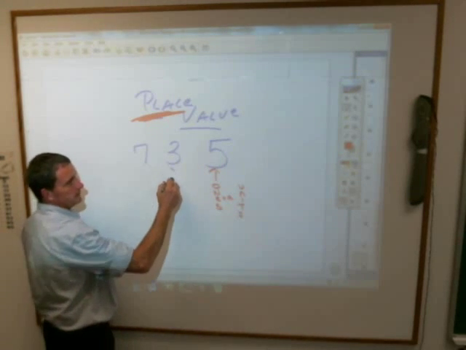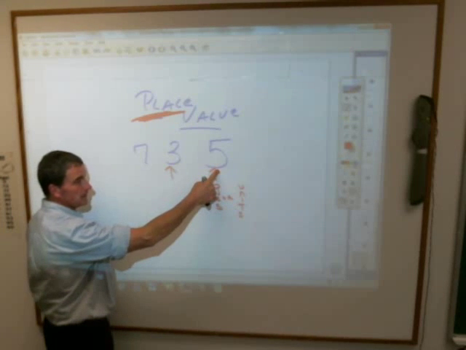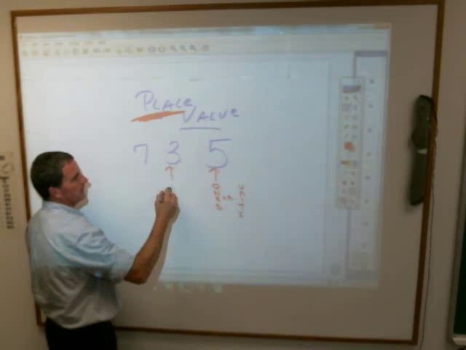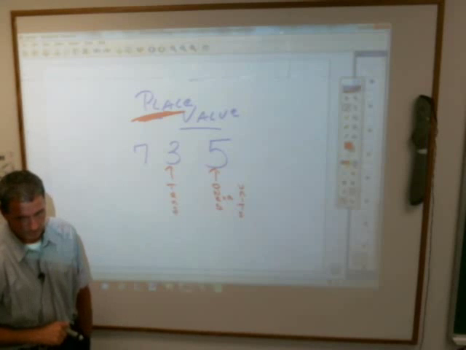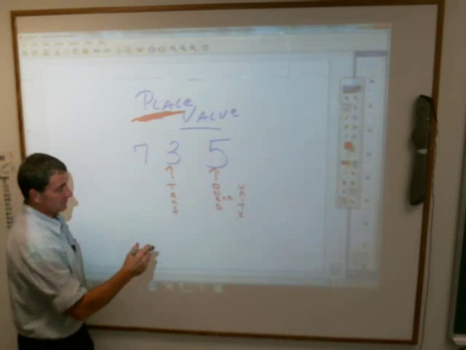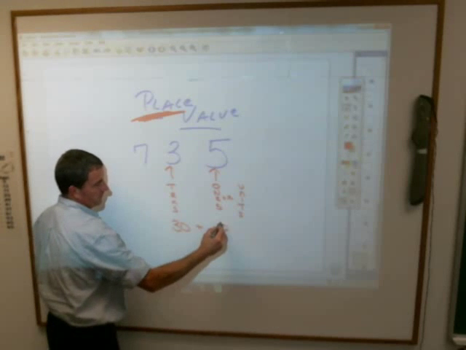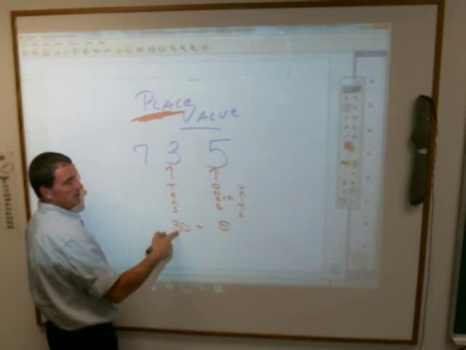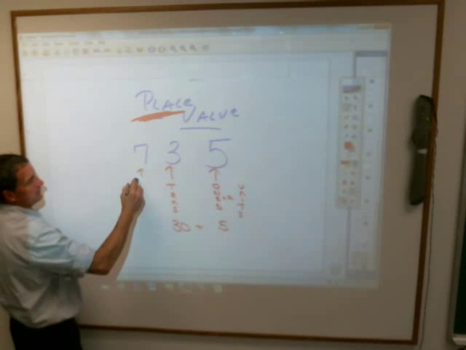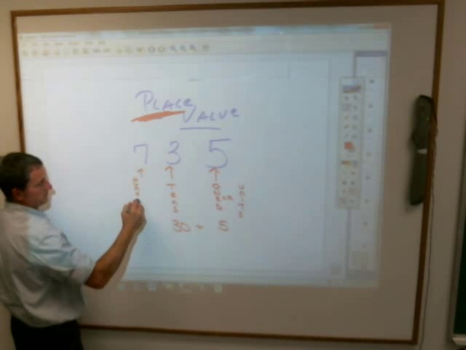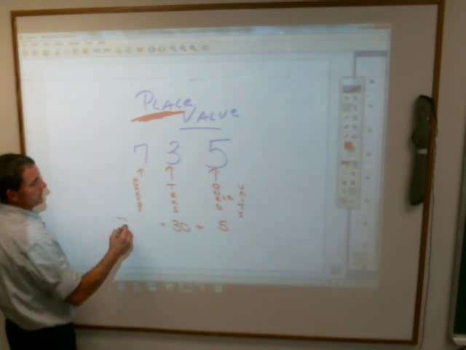But this 3 is not in the units place or the ones place, it's in the, mark with them here, kids. Yeah, it's in the tens place. So what does that 3 really stand for? What is 3 tens? 30. This 5 stands for just 5 units or 5 ones. The 3 stands for 3 tens or 30. And the 7, because it's in the hundreds place, doesn't stand for just 7, it stands for 700.